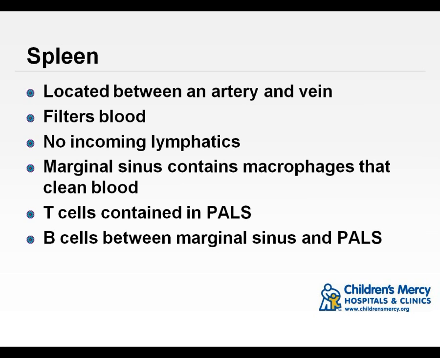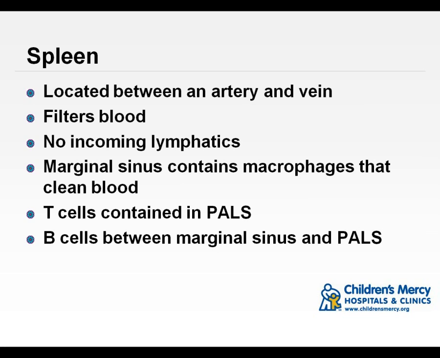Okay, so the spleen is another example of secondary lymphoid tissue. It is located between an artery and vein, and in general it filters our blood. It has no incoming lymphatics. It has a marginal sinus that contains macrophages that actually clean the blood. And then the T cells are organized into an area called the PALS.